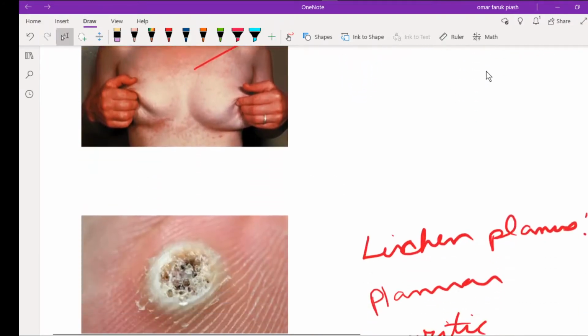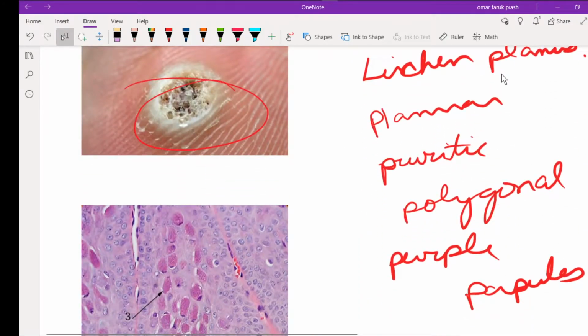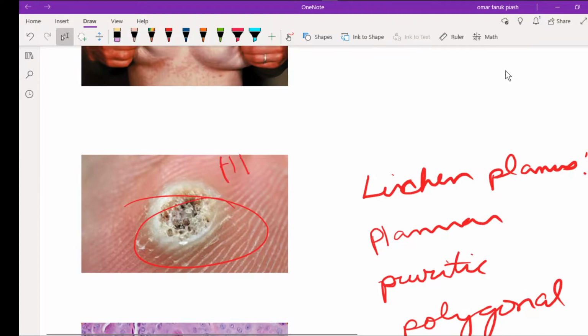Now this is a picture of verruca, or wart. It is a yellowish colored growth with a rough surface. It is due to HPV. And here, as a treatment, you can give salicylic acid.